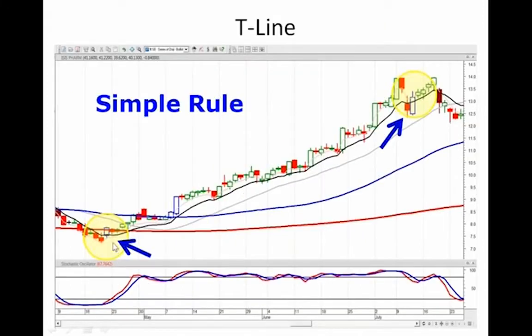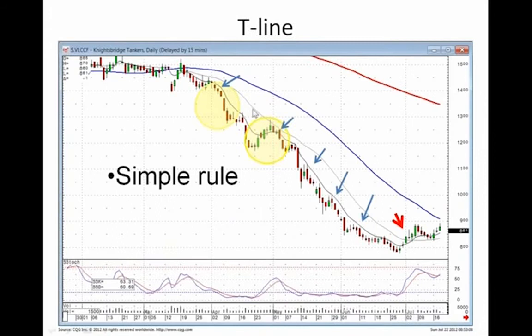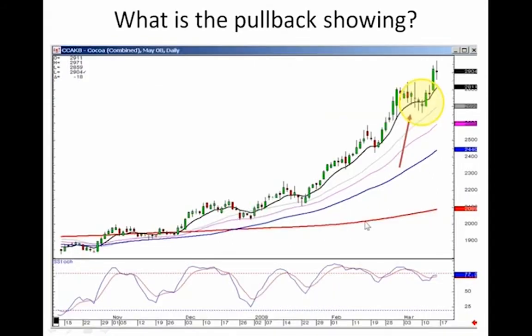The T-line is very simple. It's the 8 exponential moving average, and there's a very simple rule of the T-line. If you see a candlestick buy signal and a close above the T-line, you can stay long until you see a candlestick sell signal and a close back below the T-line. Works both on the positive side and going short. You can stay short till you see a candlestick buy signal and a close back up above the T-line. You can also see what type of movement or investor sentiment is in a trend. So we can see this uptrend.